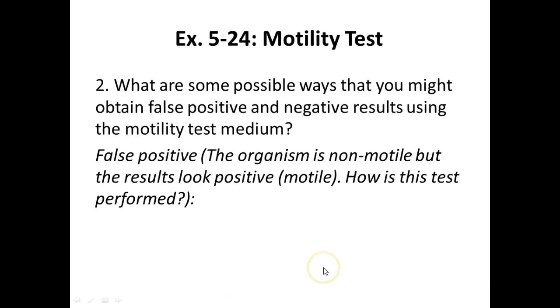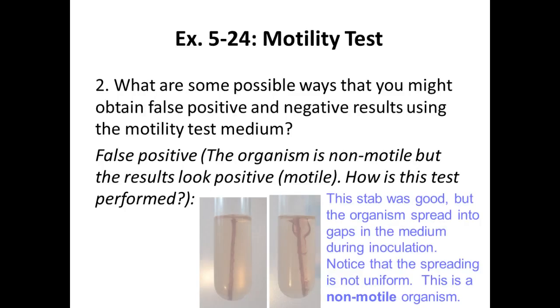So what are some possible ways you might get a false positive and false negative result? We already said with false positive, you have an organism that's non-motile, but the results look positive. This really has to do with how we perform the test. So what could you possibly do wrong where it might look positive to you? A bad stab, a poor stab. And in this case, here's a nice clean stab.